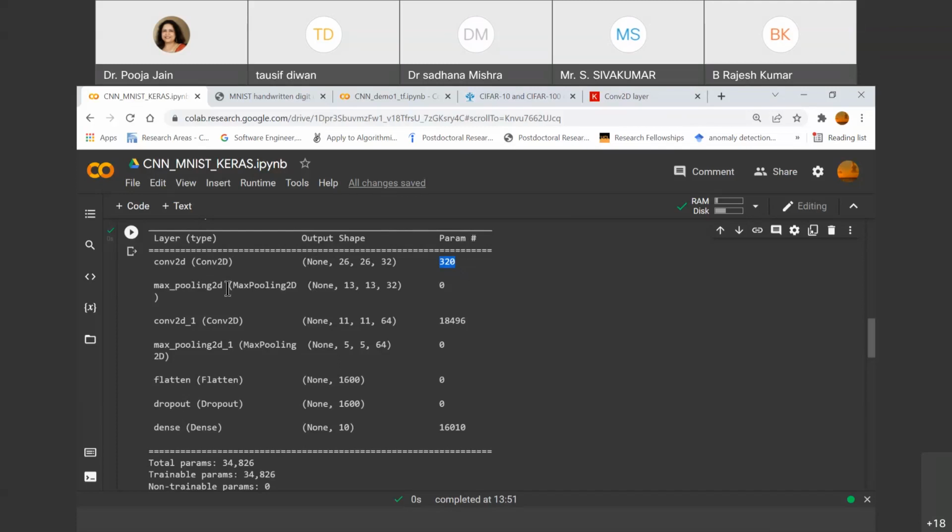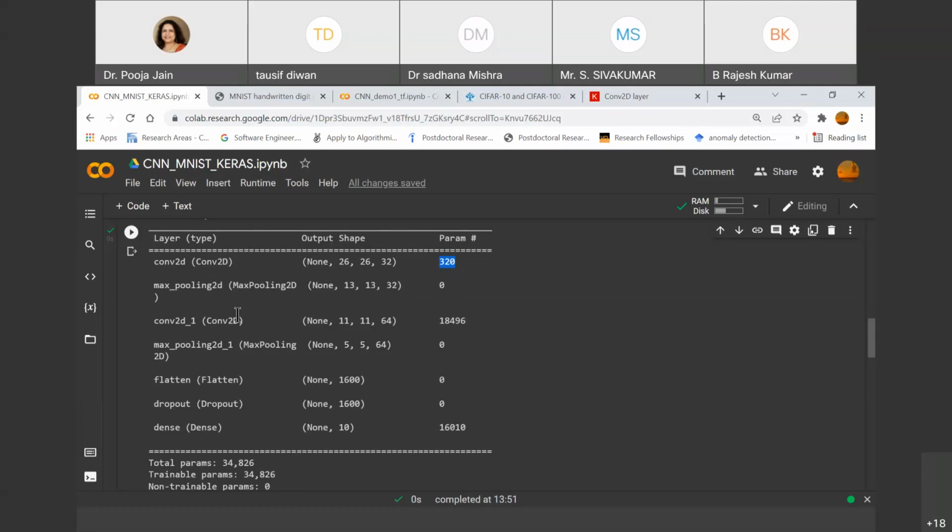After that, we apply this MaxPool2D. So 26, 26 is getting transformed into 13 cross 13. Okay. Depth is not getting changed over here. 32 will remain 32 only. No parameters are associated as it is a pooling layer.